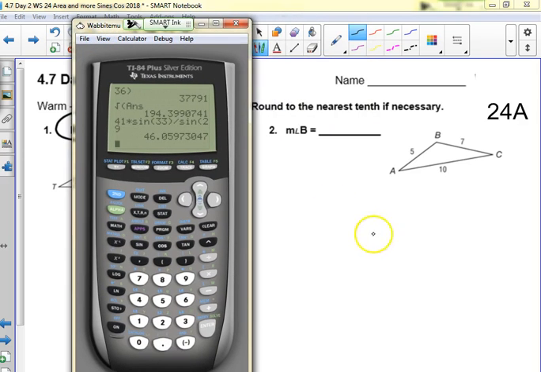Moving on to number 2 over here. I'm asked to find angle B. That happens to be the largest angle, but they could have asked me to find any of these. So make sure you find the correct angle on a question like this on the quiz.